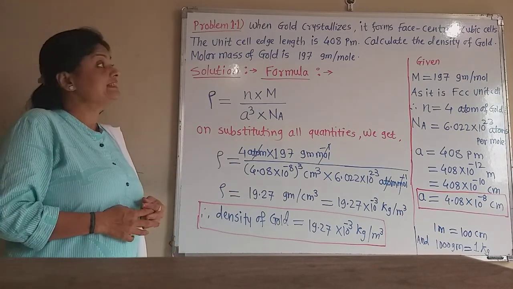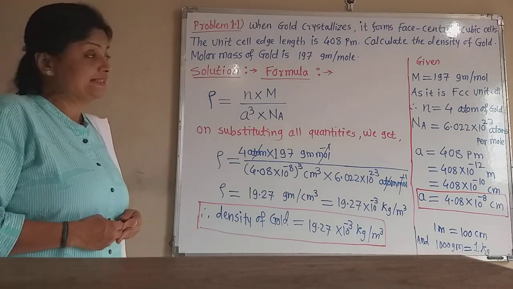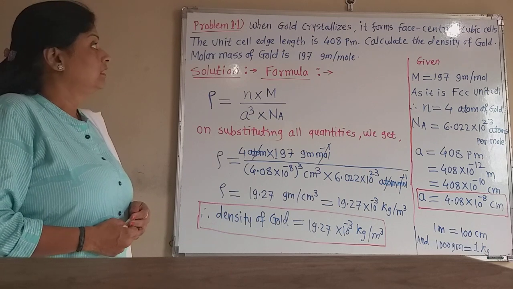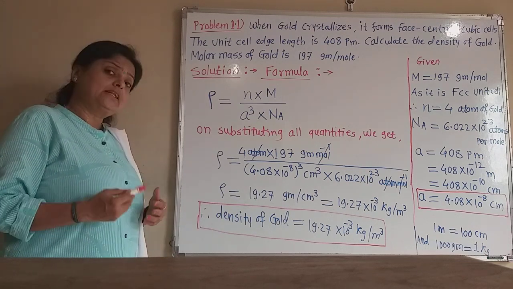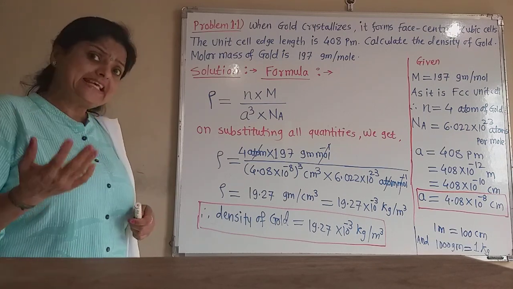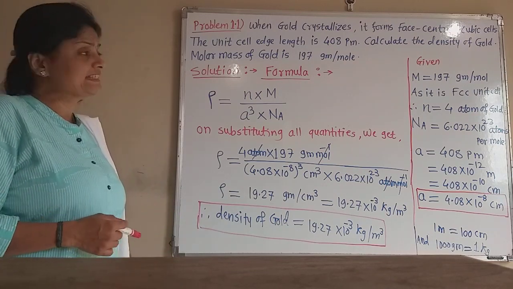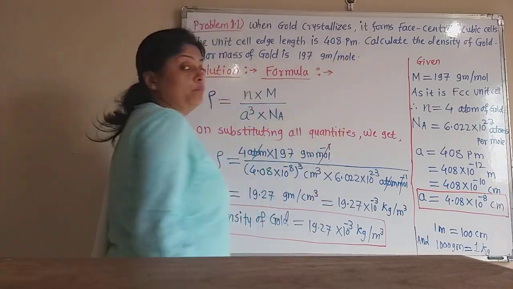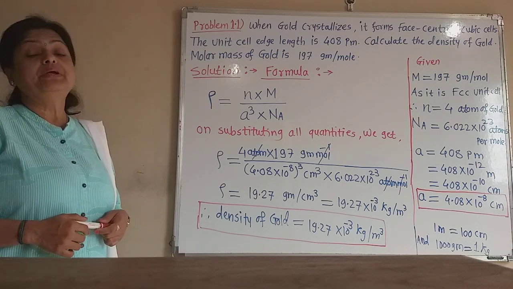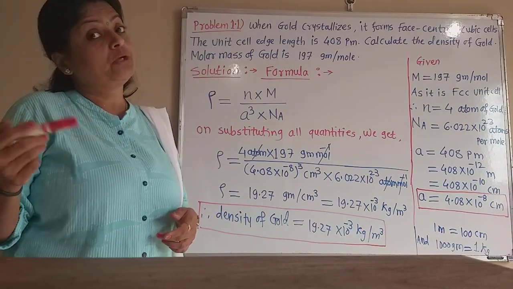So the problem is that when gold crystallizes, it forms a face-centered cubic cell. The unit cell edge length is given, that is a. As it is a cubic cell, the length, breadth and height are the same, that is a. So the unit cell edge length is given as 408 picometer. Now we know that 1 picometer is equal to 10 raised to minus 12 meter.